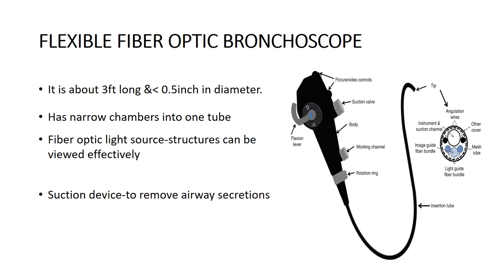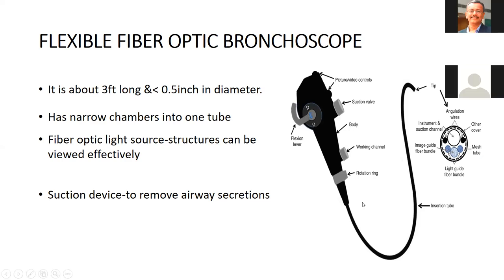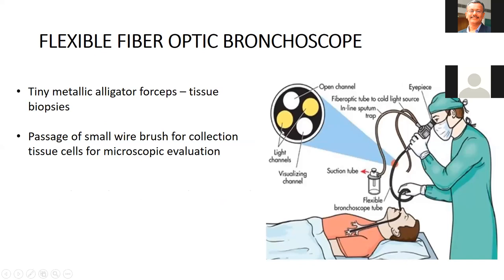The flexible bronchoscope is about 3 feet long with a diameter of less than 0.5 inch, and it has various channels: a light channel, a visualization channel, and one open channel. The image in the slide shows the light channel for proper visualization, where the fiber optic light source comes in, the visualization channel for effective visualization of the structures, and the open channel for instruments and suctioning.